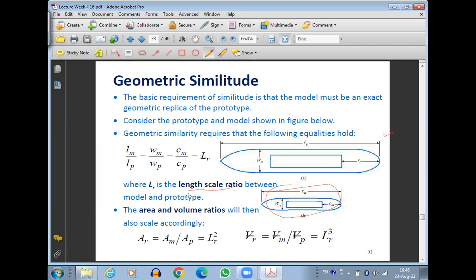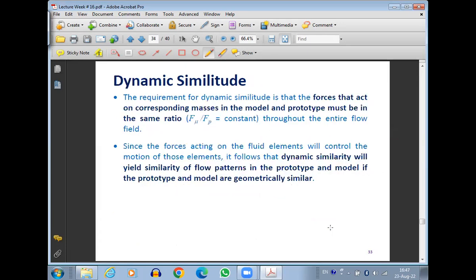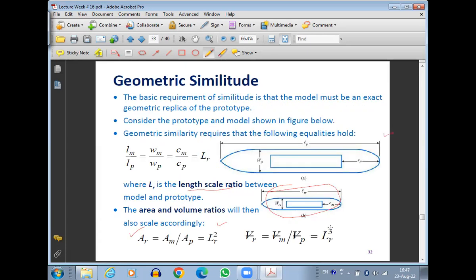Once you have the length scale ratio, correspondingly you can find out the area and volume ratios as well. So the area ratio will be the length scale ratio squared, and that will be the conversion factor between the model and the prototype. And similarly, for the volume, the conversion factor will be the length scale ratio to the power 3. This is the geometric similitude.